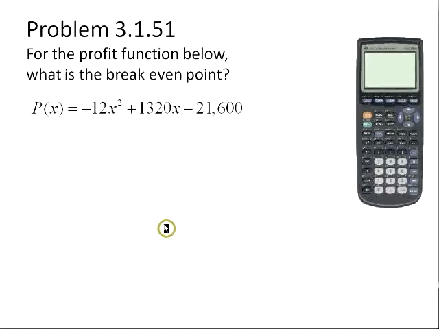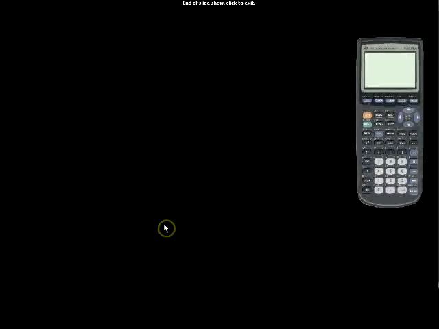The profit for a product is given by P of x equals negative 12x squared plus 1,320x minus 21,600, where x is the number of units produced and sold. How many units give break even, that is, give zero profit for this product?